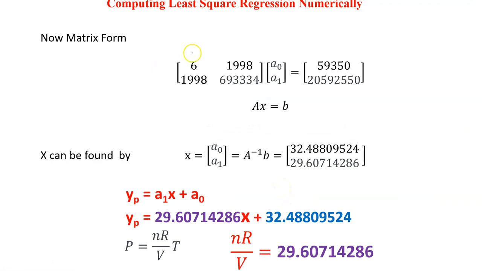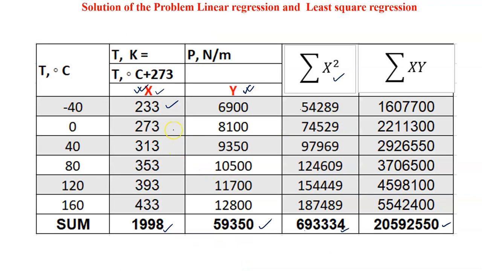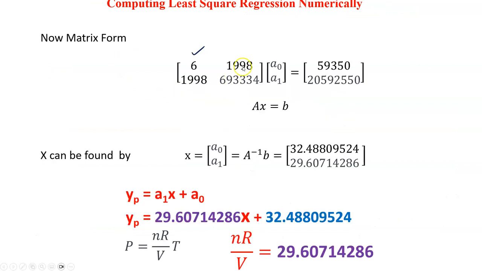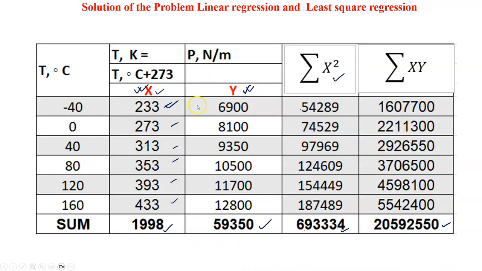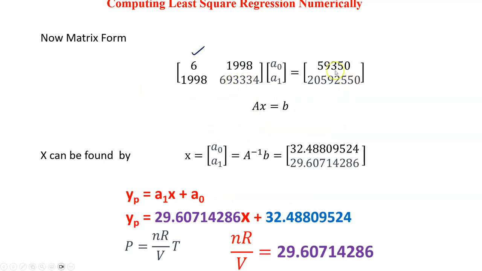So we have 6 data points, so here n is actually 6: 1, 2, 3, 4, 5, 6. So n is 6, and then summation of x, summation of y, everything is given. So summation of x is 1998, and then summation of x square data, summation of y square data, and summation of xy data. So this is the matrix: this is A, this is x, and this is B.